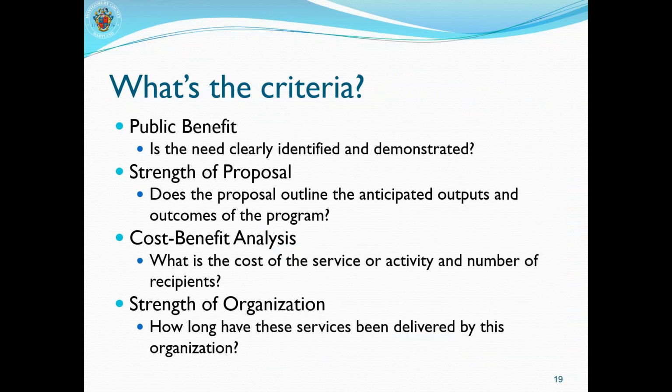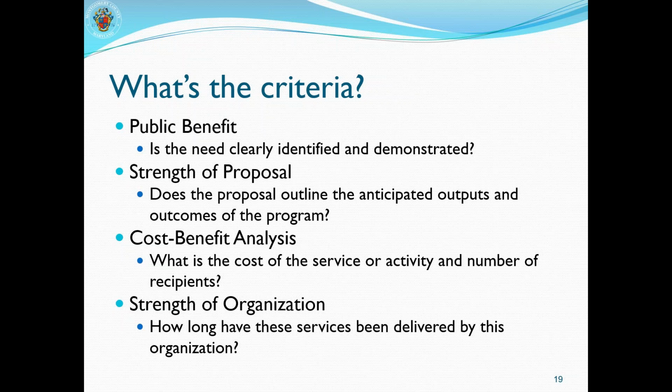So what's the criteria to apply for a community grant? Well, number one, there must be a public benefit to your program. Is your need clearly identified and demonstrated? Second, the strength of your proposal. Does your proposal outline the anticipated outputs and outcomes of your program? If you look at your application, there's a section in there for you to put the outputs and a section there to put the outcomes.